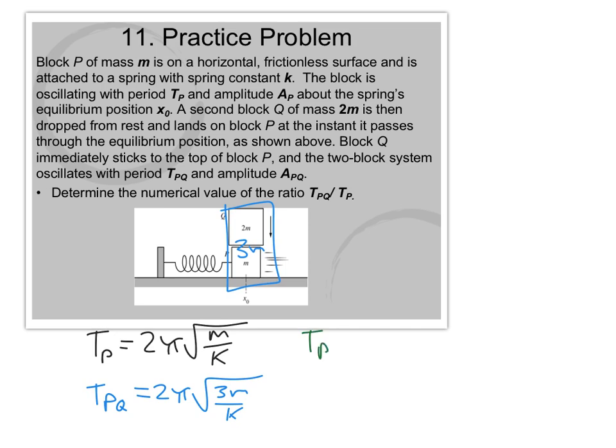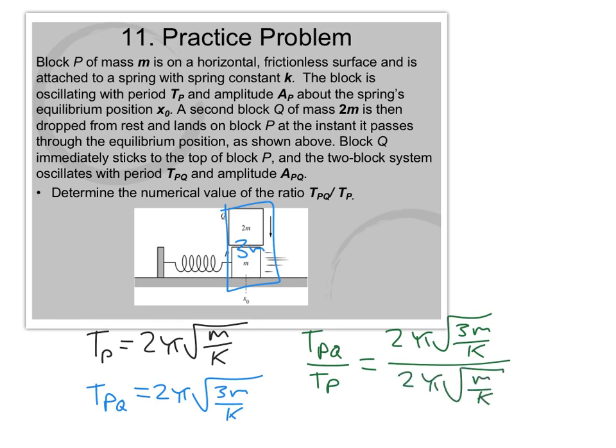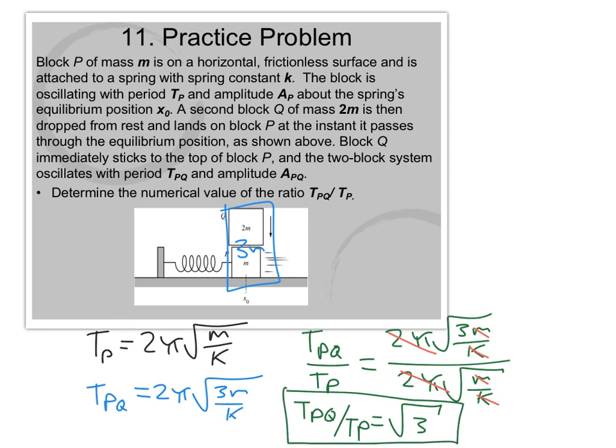So when I go and do that ratio, which is really just a matter of dividing those two equations, I end up getting 2 pi times the square root of 3m over k divided by 2 pi times the square root of m over k. And so we can go ahead and a lot of things divide out here. The 2 pi divides out, the k's divide out, the m's divide out, and what we ultimately end up getting here is this ratio of TPQ to TP is just equal to the square root of 3. Okay, you don't necessarily have to get a decimal form of that, saying the square root of 3 is enough to call it a numerical answer for that ratio.